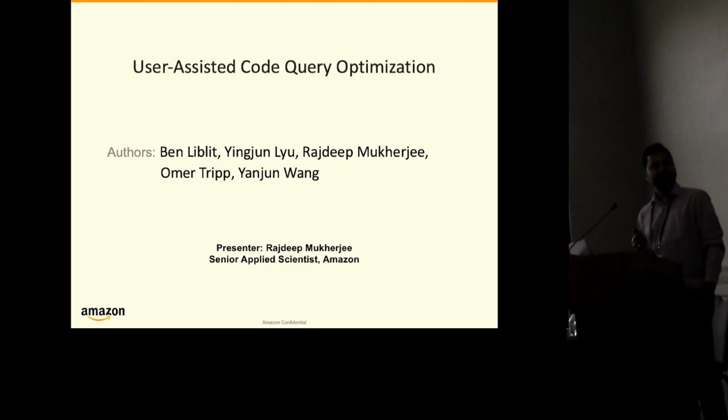I'm a senior applied scientist in Amazon, and this is a joint work with many people in the team: Ben, Liblit, Yingjun, Omer, Tripp, and Yanjun Wang. And the title of the talk is User-Assisted Code Query Optimization.